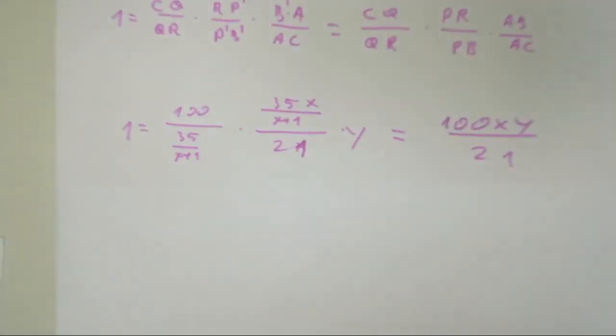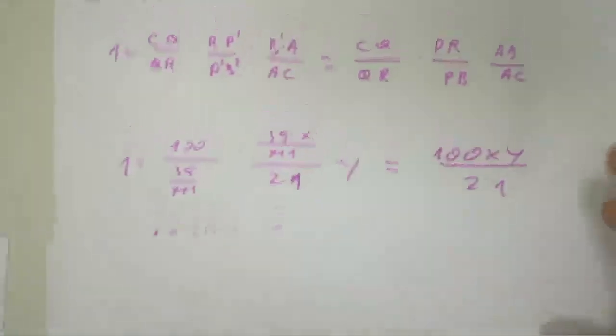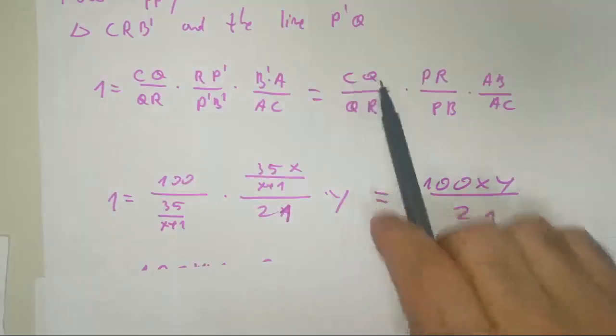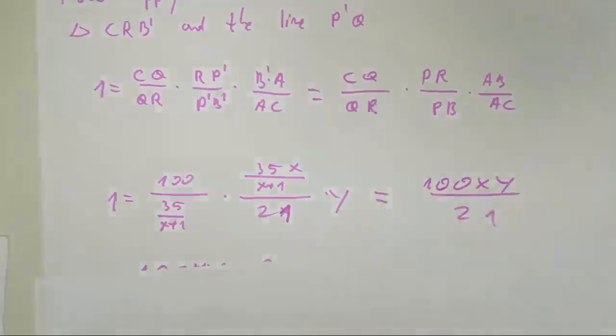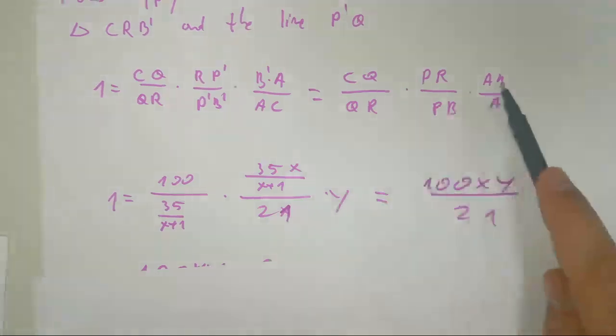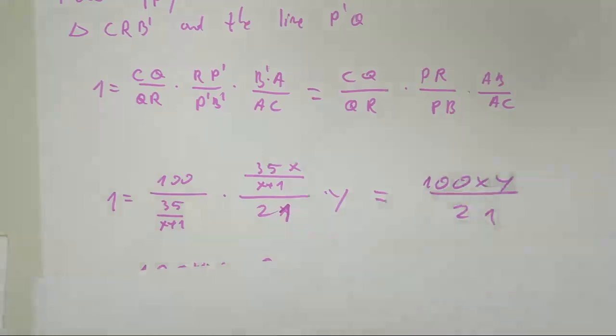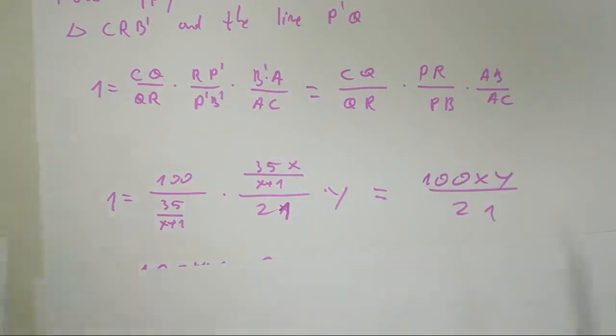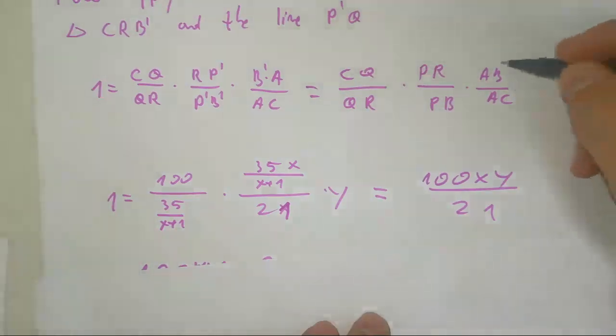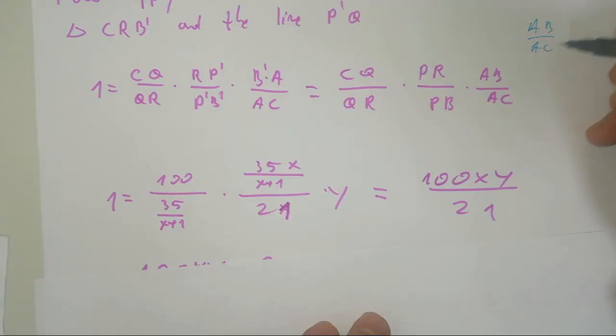Now what's left? Just calculations. We will substitute in this equation here: 1 is equal to CQ, which is 100 over QR, which is 35 over x plus 1, times PR, which is 35x over x plus 1, times PB, which is 21, times AB over AC. We said we would denote AB over AC by Y at the beginning. Did we mention that one? Sorry, we haven't mentioned that one. So just this one, AB over AC, we'll denote by Y.